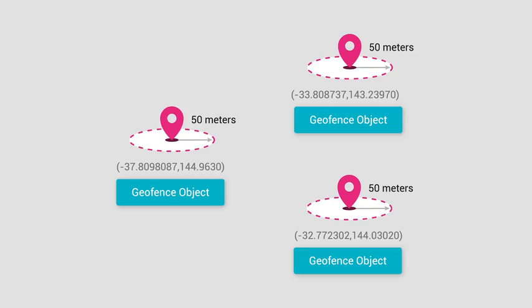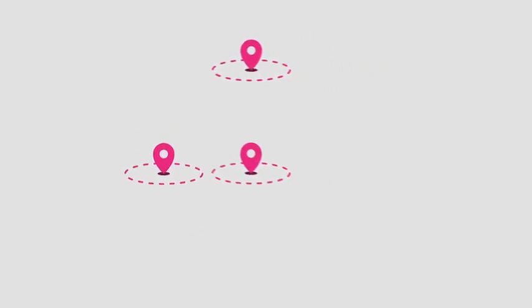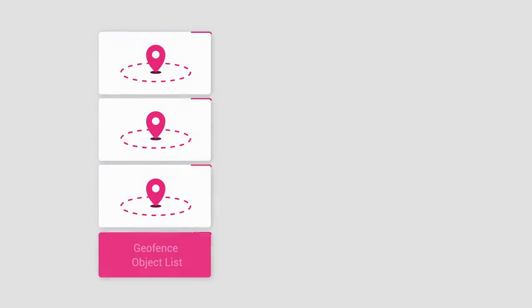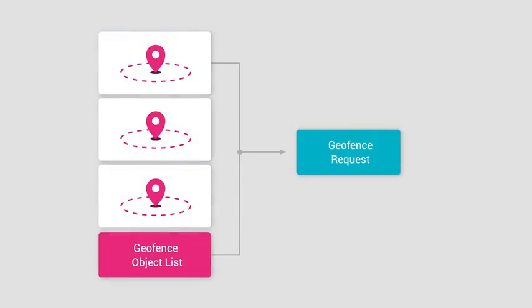First, we need to build geofence objects using their longitude and latitude and a predefined radius. Then we'll store all these geofences in a list and then register those geofences. Now to register them, we need to create a geofence request object from that list of geofences.